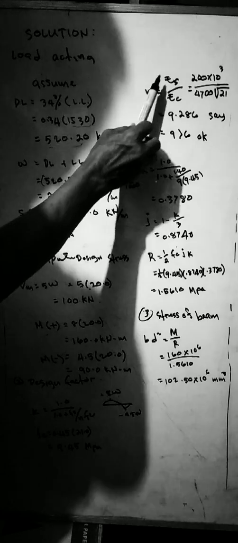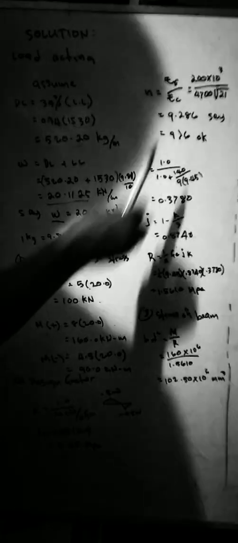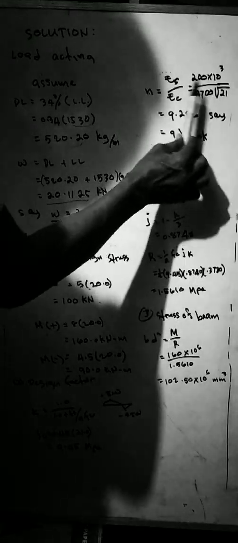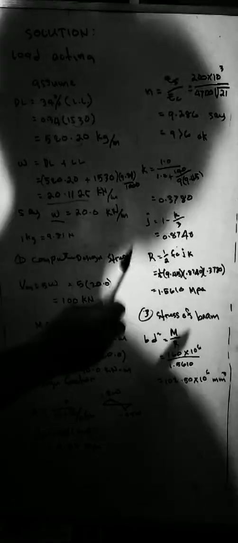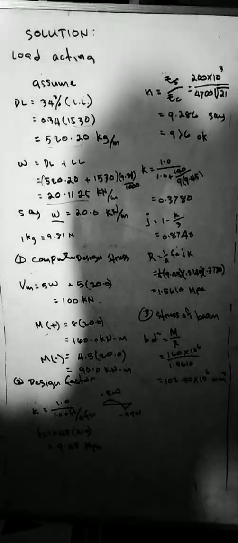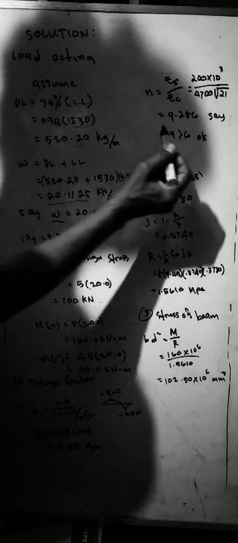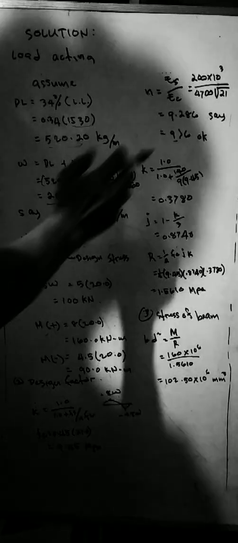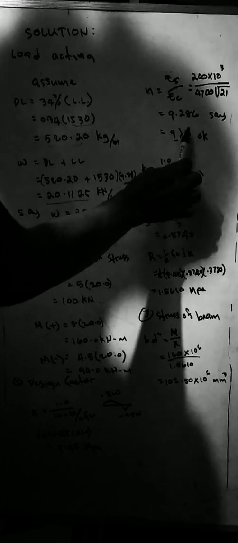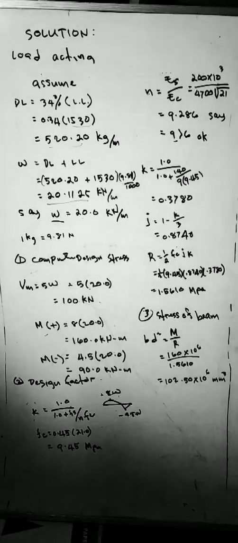Okay. Next is the modular ratio. This is the modulus of elasticity of the steel over the modulus of elasticity of the concrete. This is equivalent to 200 times 10 to the third for the steel, and 4700 times the square root of the f'c. So will give us 9.286. Say 9, we will adopt 9. This is greater than 6, which is the minimum value of the modular ratio. This is okay, 9 is greater than 6.